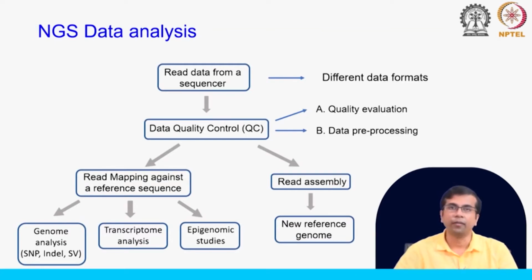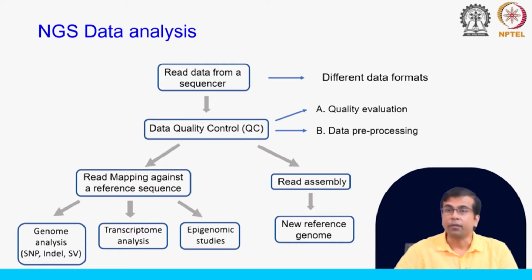So, going back to the flowchart for NGS data analysis, we started with the read data from sequencer, and this is common for all applications, right. We looked at different data formats. The first step is the quality control, we talked about that, and then we talked about the read mapping process, and we applied this read mapping process for identification of single nucleotide polymorphisms, indels, structural variants. We also talked about transcriptome analysis. Again, mapping is the first step in that process.